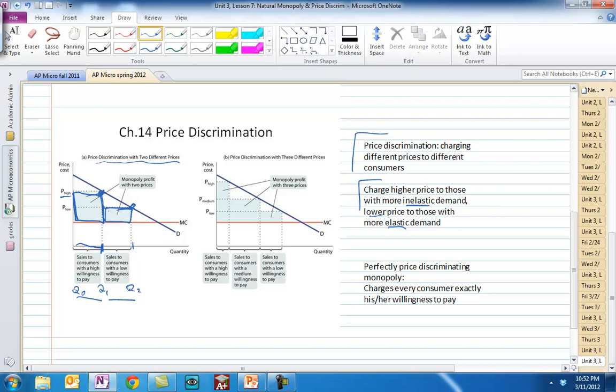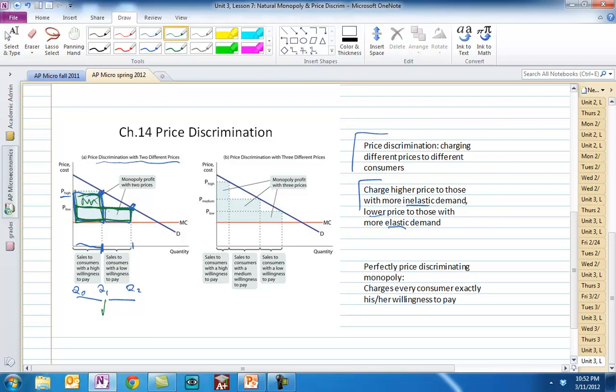So their total profit there is more than if they had charged just a single price, either P high or P low. If they charged P high, then their whole profit would just be this. They would only sell Q1. And if they just charged P low, their whole profit would just be this flatter rectangle. They wouldn't get that piece of the profit up here that they get from charging the second, higher price.